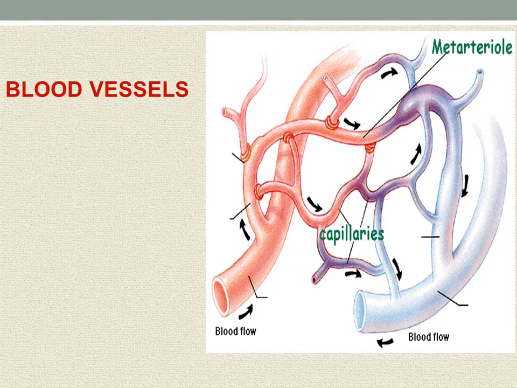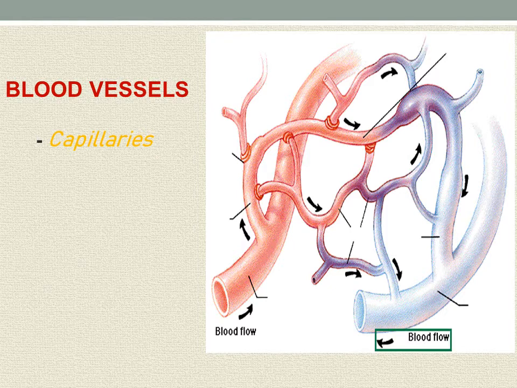Blood vessels are the vast networks of small tubes that carry blood throughout your body. They are like water pipes that carry water to different places. We have the capillaries, which serve as a connection between arteries and veins. They are the smallest blood vessels.